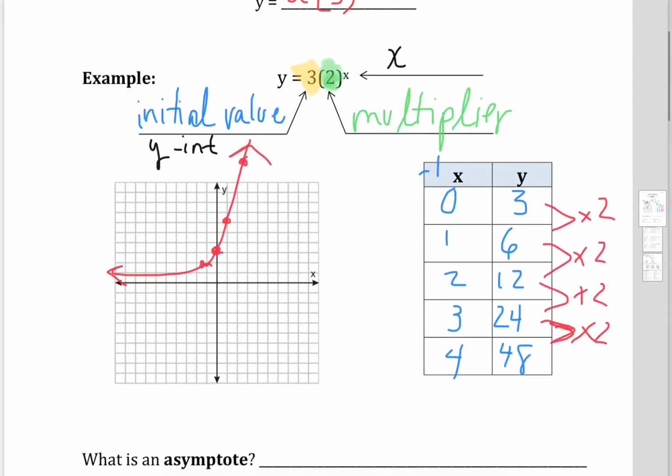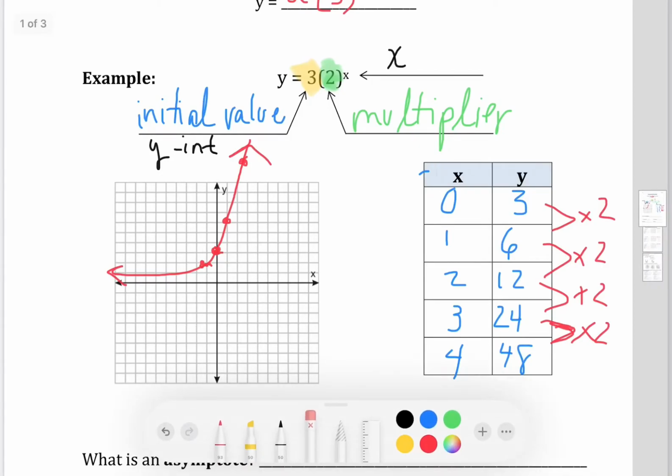So let's refresh just a minute. The number in the front of this graph is called the initial value. So the 3 is where we started. So we're going to start at the number 0, 3. Then the number in parentheses is called the multiplier. So that means that my y values will multiply times 2 for each one of these situations.